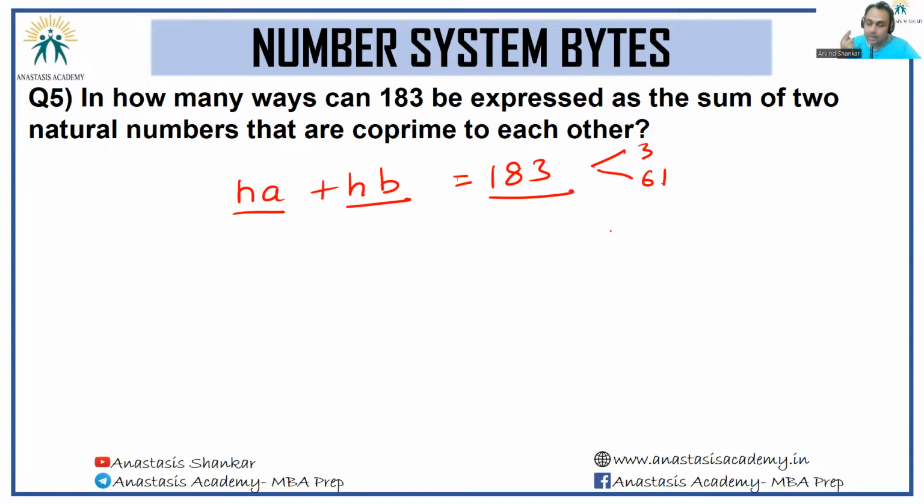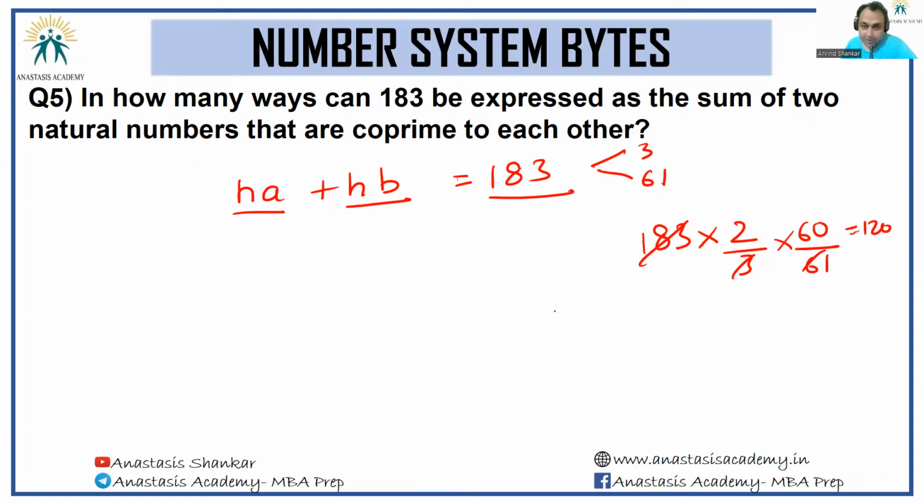So I have to remove all multiples of 3. I have to remove all multiples of 61. So how many numbers under 183 are co-prime to it? This is given by the Euler expression. 183 into 2 by 3 into 60 by 61. Cancel, cancel. I get, there are 120 numbers under 183 that are co-prime to it.